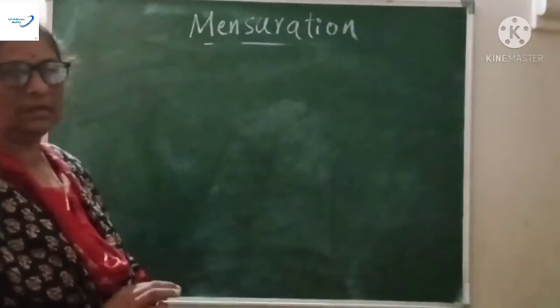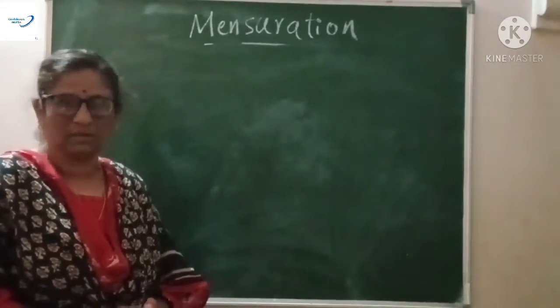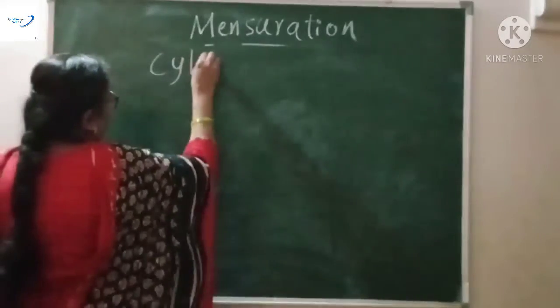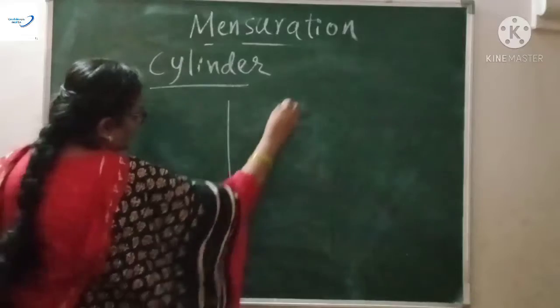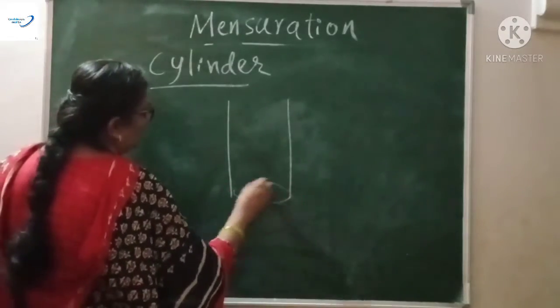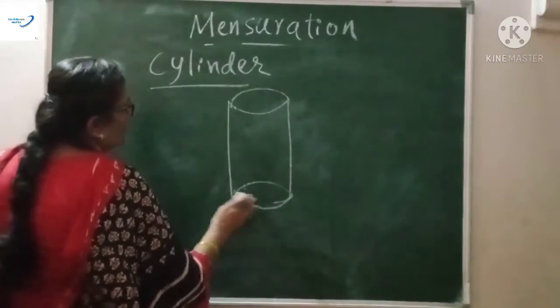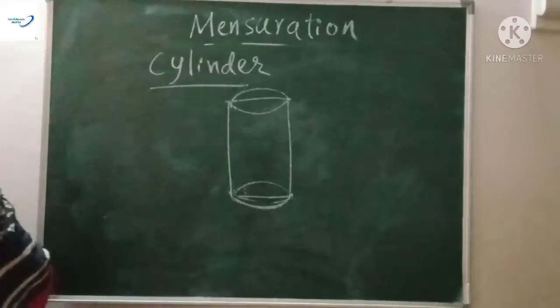Hello children, in this class I am going to explain how to find the surface area of a cylinder. A cylinder is something like this one you are going to draw here. This is a cylinder. One surprising thing I am going to show you is how to find it.